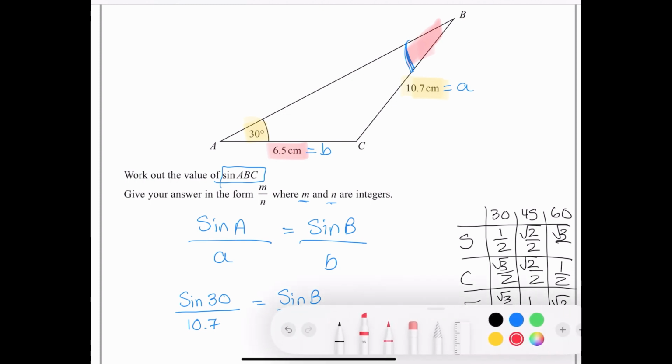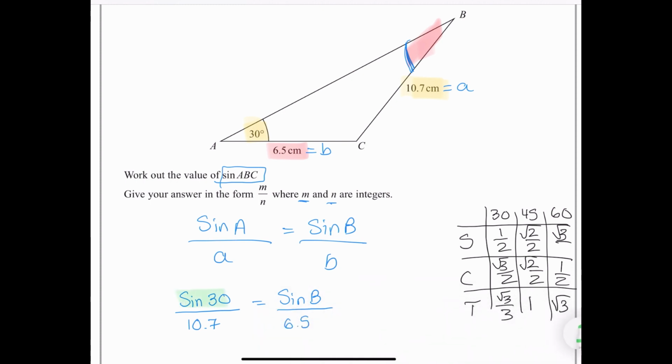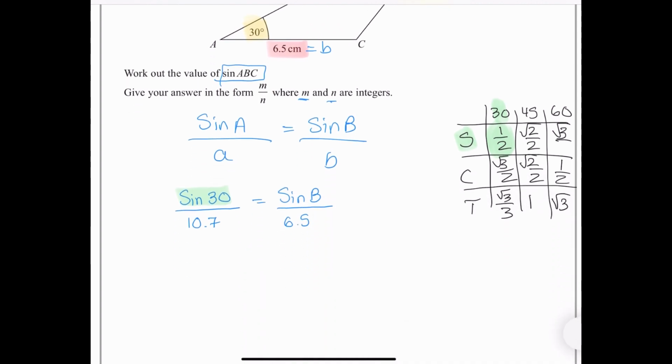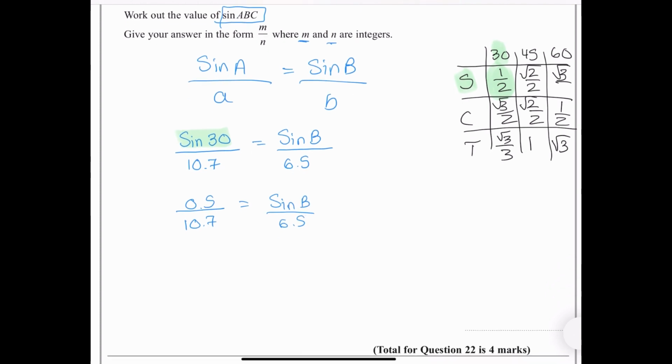Now, what do we need from our table? I need sine of 30. So sine of 30 is that value there. It's a half. So I'm going to substitute that in. Sine of 30 we now know is 0.5 over 10.7 equals sine of b over 6.5. Right, multiply things across. So sine of b equals 0.5 times 6.5, and I should divide that by 10.7.